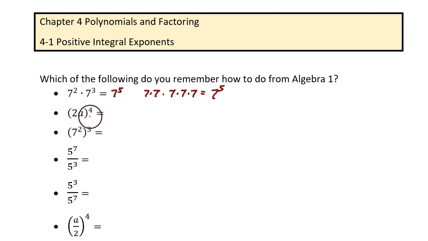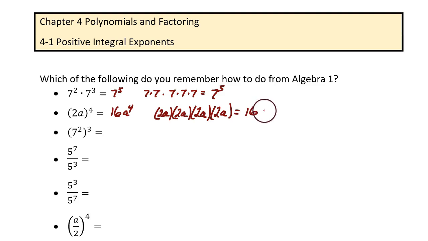Next, try this second one. I'll pause the video for you. This time the answer is 16a to the fourth power. And here's the reason. 2a to the fourth means 2a times 2a times 2a times 2a. The 2 times 2 times 2 times 2 portion is 2 to the fourth, or 16, and there are 4 a's being multiplied together.